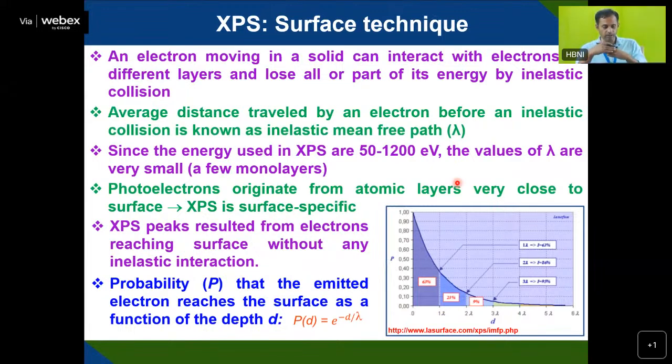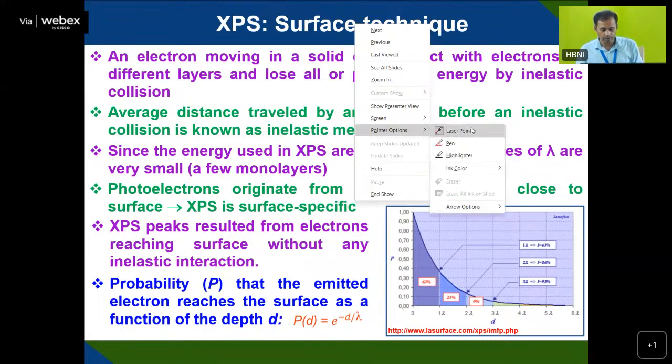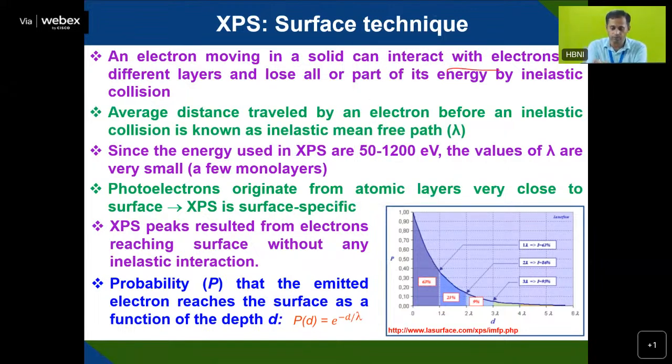Electrons are present on the top surface, so incoming electrons will come and interact with the electrons of the different layer. Because of this, the incoming or outgoing electron may interact, and part of its energy or all of its energy will be lost because of inelastic interaction.